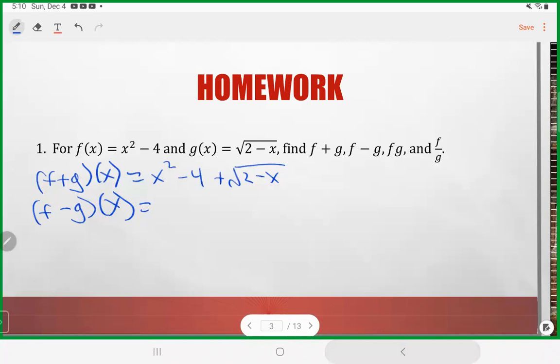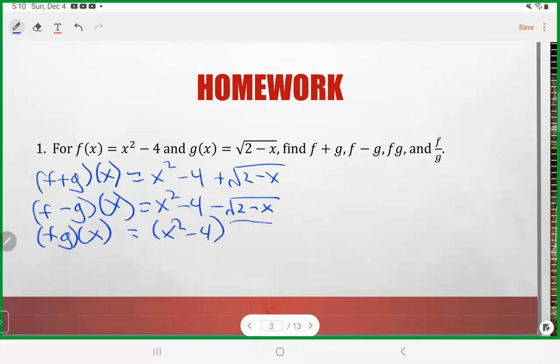x squared minus 4 minus the square root of 2 minus x. And f times g? x squared minus 4 in parentheses, and then the square root of 2 minus x. And finally f over g? x squared minus 4 over the square root of 2 minus x. Haley, I'm going to have you answer the next question as well.